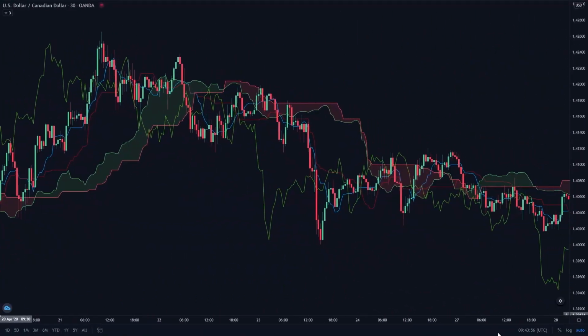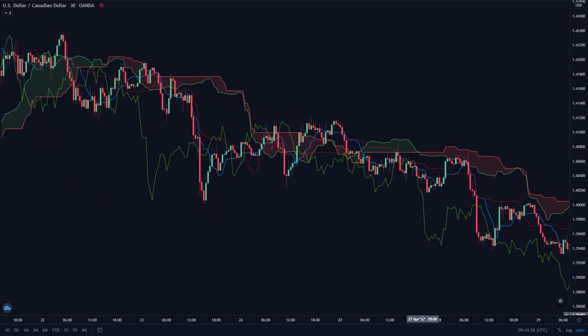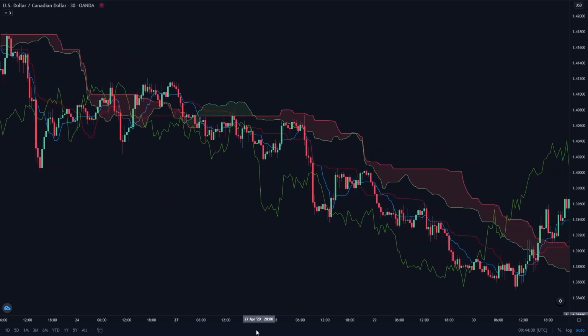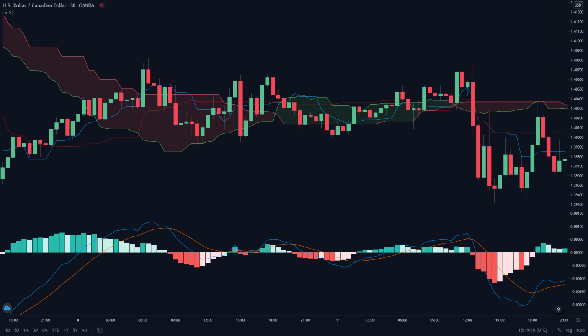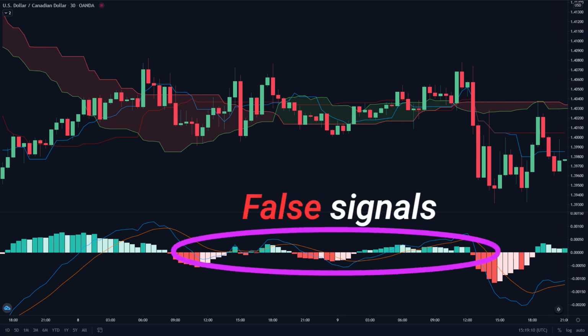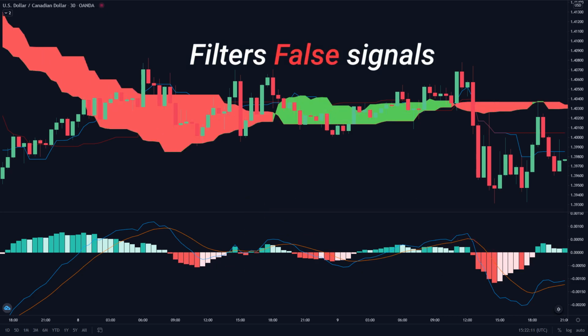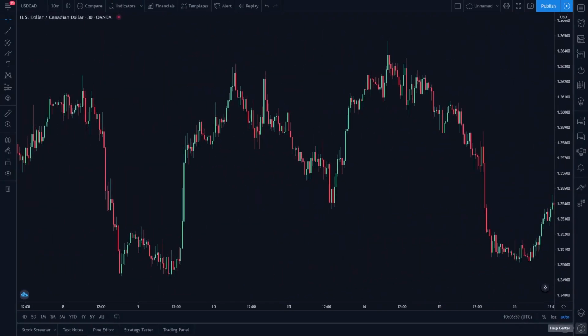The Ichimoku Cloud is an indicator that shows trends and momentum on the market. However, unlike a normal momentum indicator like the MACD crossover that often displays false signals when the market is on a range, the Ichimoku Cloud instead filters them out using what's called the Kumo Cloud. We'll get to that in a minute.